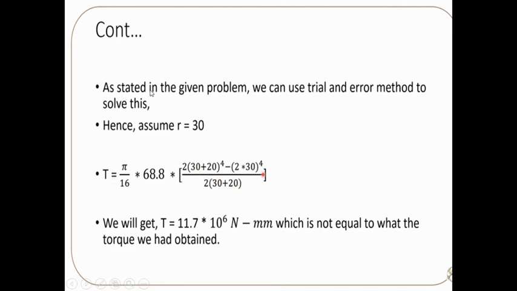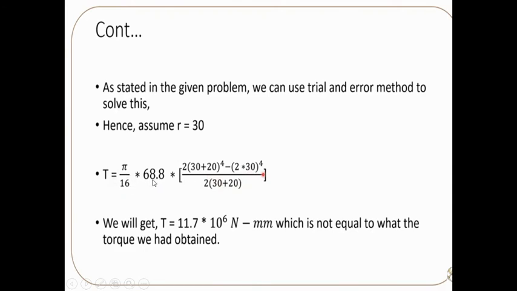In the given problem, we can use the trial and error method to solve this. I already told you about the trial and error method. We assume values for the small r value, and the simplified torque value should equal the already calculated torque; that gives the correct radius. So first of all, we assume radius small r equal to 30. Apply the above equation. What will we get?